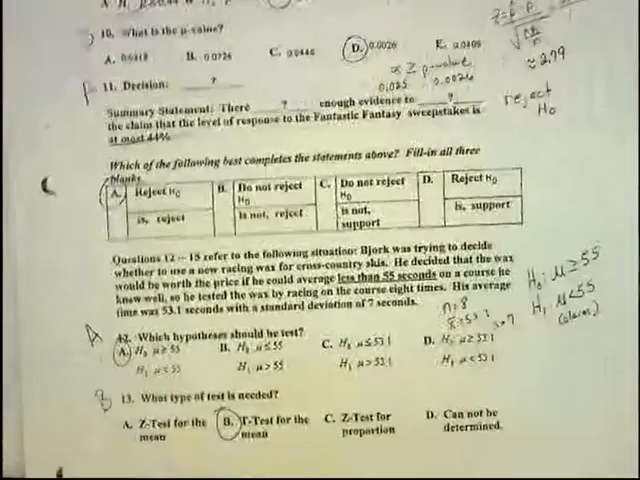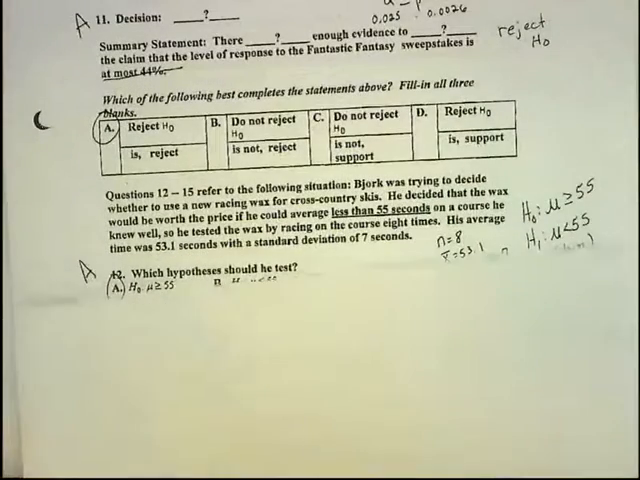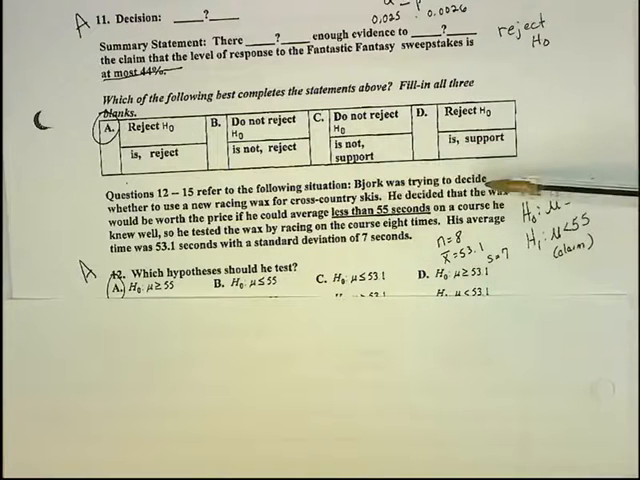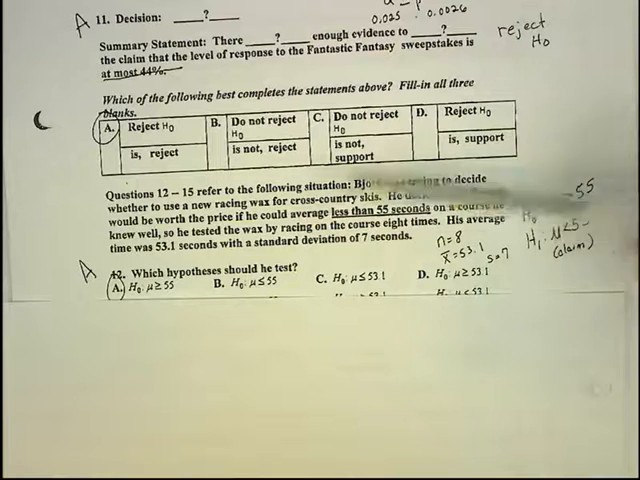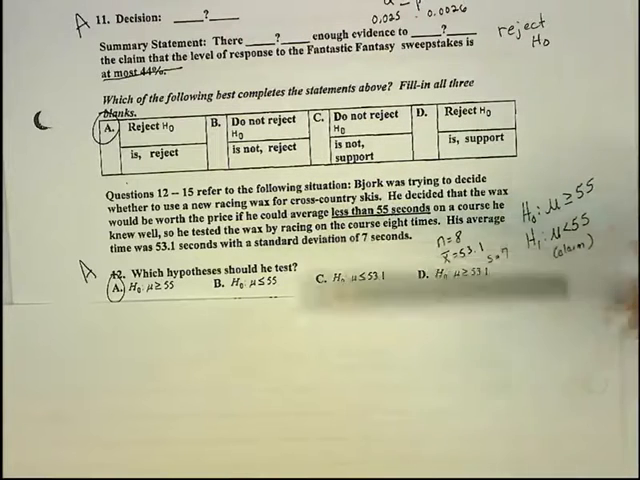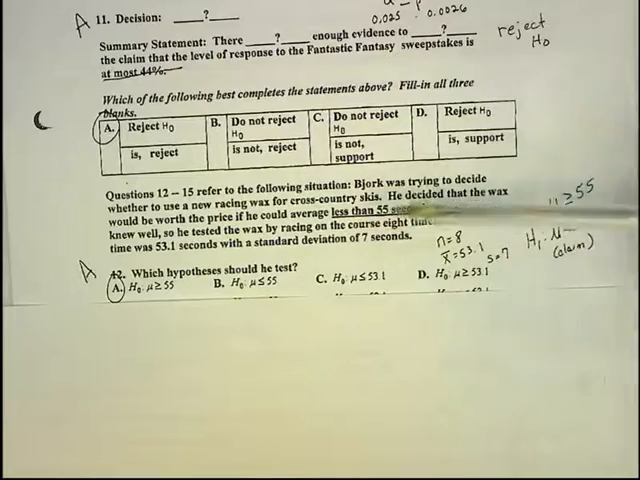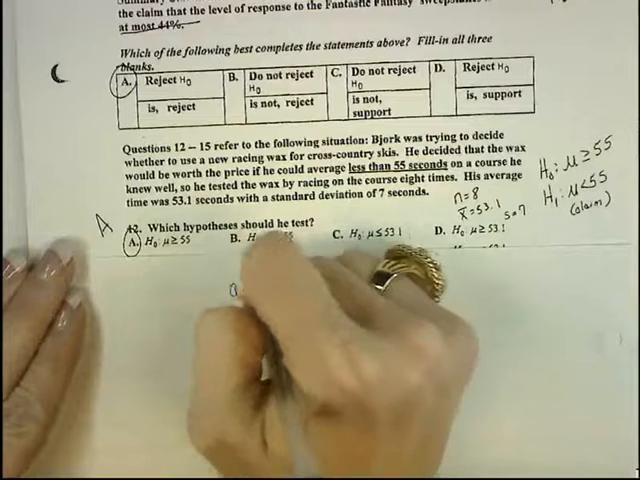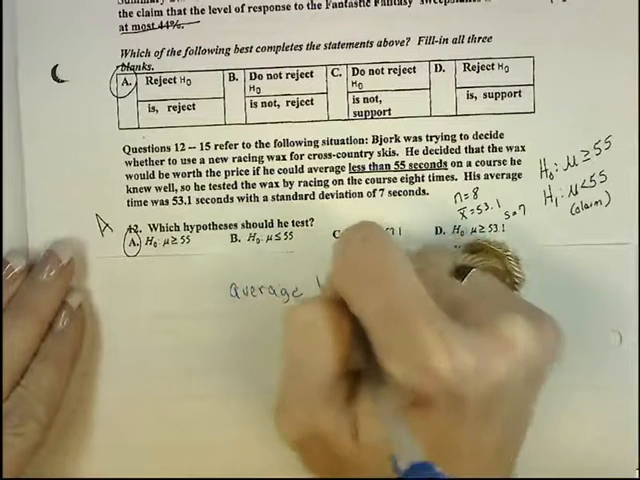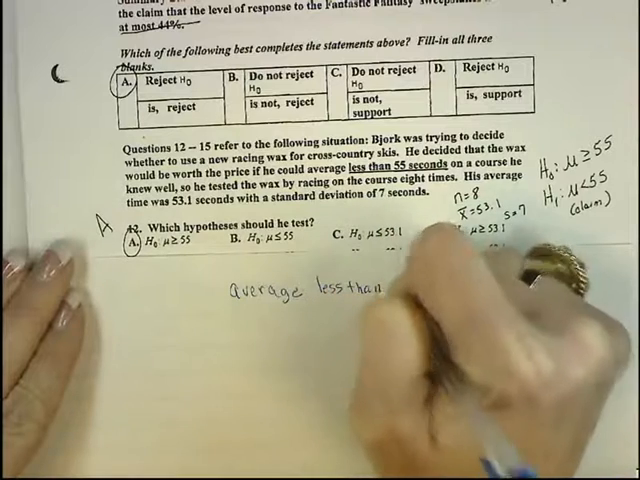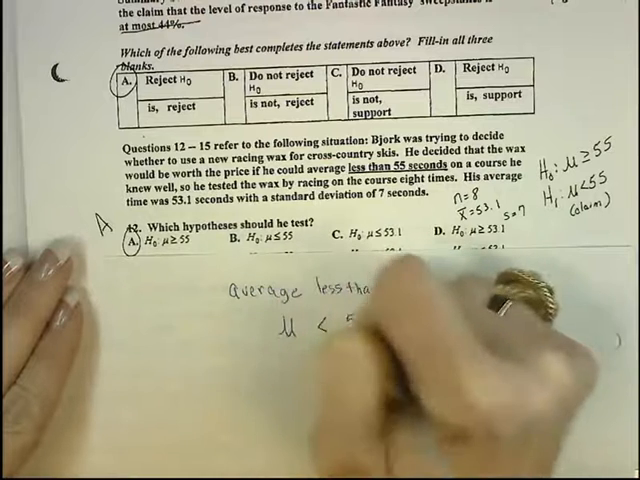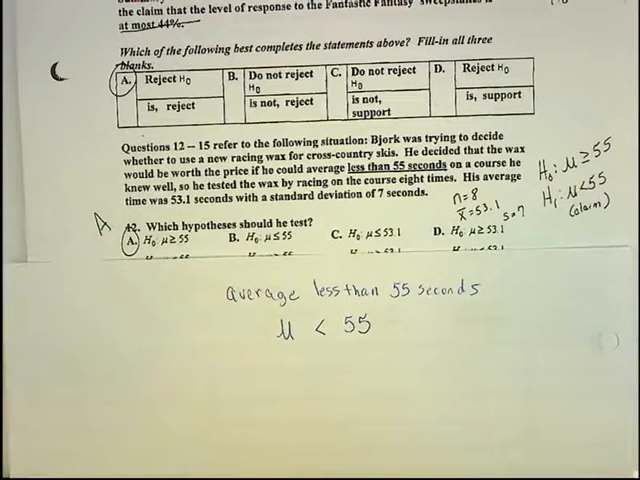Okay. Again, we have to examine the problem, and we need to write down the claim. So we have this young man named B. He was trying to decide whether to use a new racing wax. He decided that his wax would be worth the price. He was going to buy the wax if he could average less than 55 seconds on a course. So what he's testing is that the average is less than 55 seconds. So mu less than 55 is the claim or what he wishes to test.